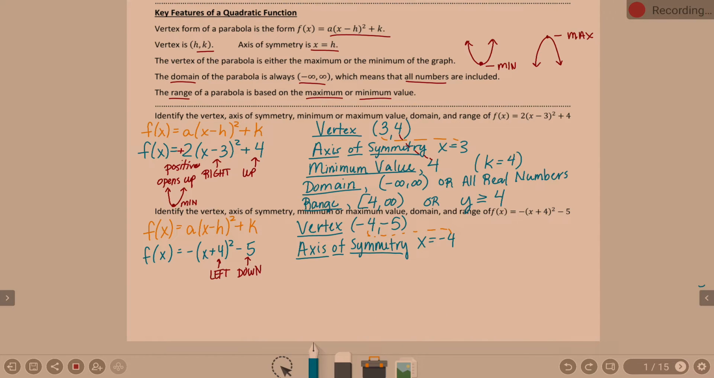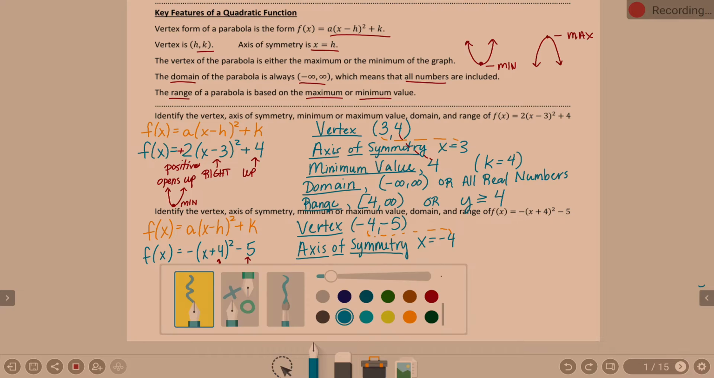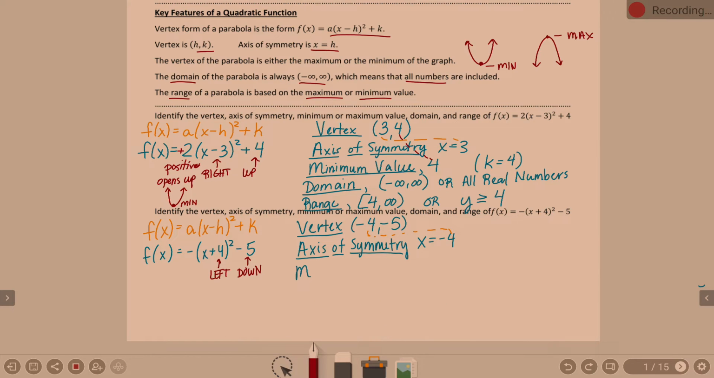Okay, next one. I need to know, I'll just write M, I guess, because we haven't talked about it. Is the vertex a maximum or a minimum, and what is the value of that maximum or minimum? What do you think here, Paul? Maximum. Why? Because the negative has a reflecting, so you're going down. Okay, because we have a negative out here. That negative is going to reflect my parabola upside down.